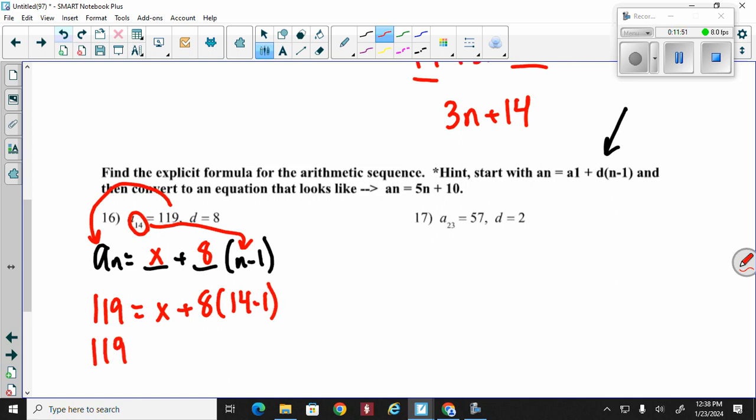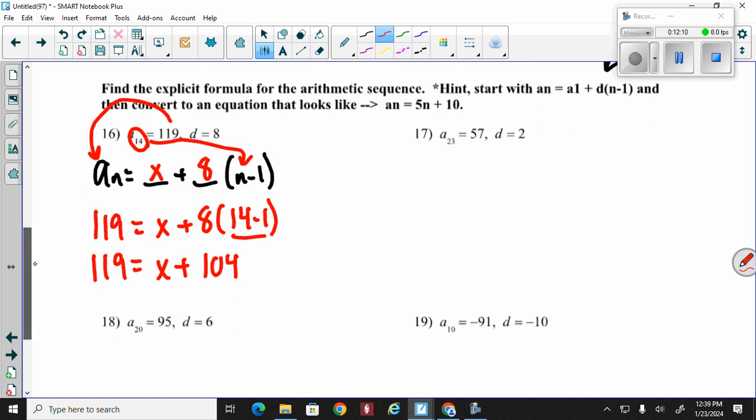Then it's 119 is equal to x plus, now 14 minus 1 is 13, so 8 times 13, I believe, is 103. 104, sorry. So it adds up to 104. Okay, I'm going to subtract 104 from both sides. And my first term, I kind of ran out of room here, I'm just going to write it down here. My first term ends up being 15. Okay, so now I found my first term.